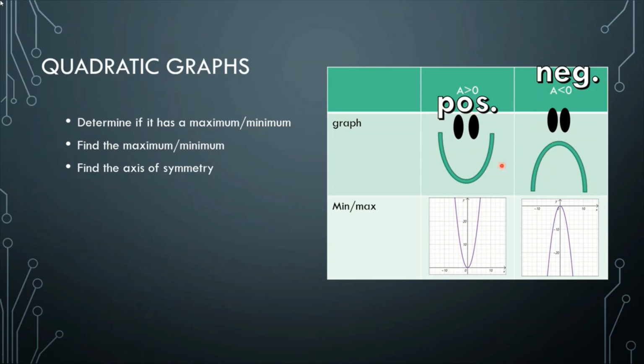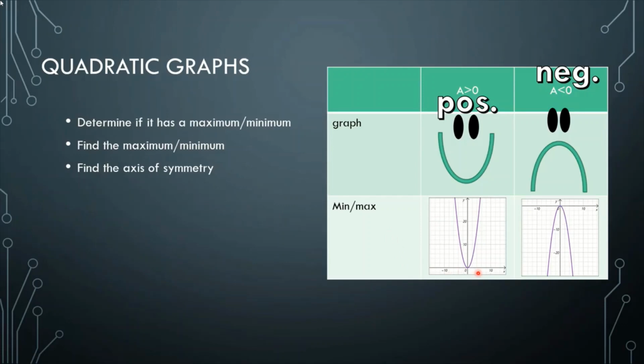Sad parabola, happy parabola. This has to do with the a that's in front of the x squared. Below, this is just x squared, so it's a positive a, and you can see how it faces up. And this is negative x squared, so it faces downward. This is true for all quadratic graphs. If a is positive, it's going to be facing up. If a is negative, it's going to be facing downwards.